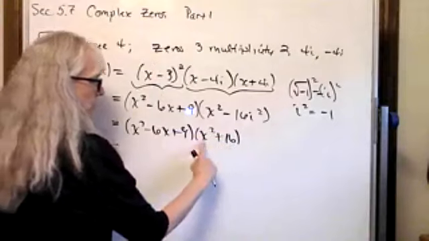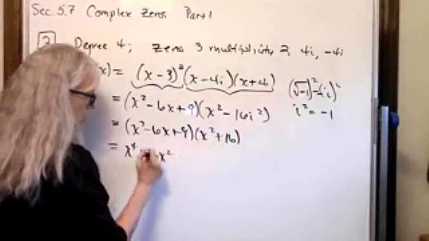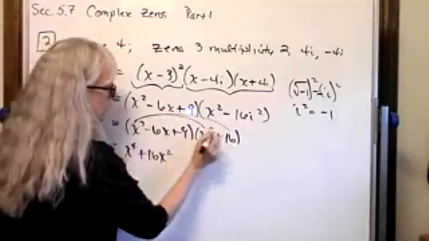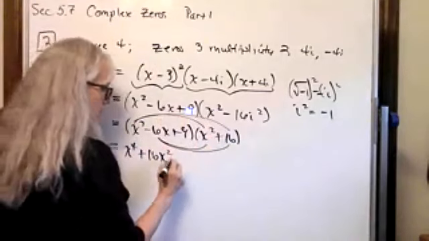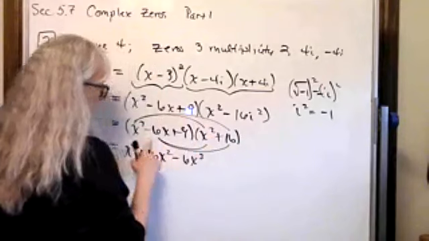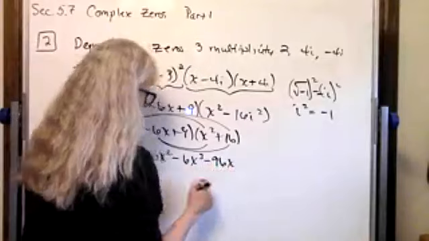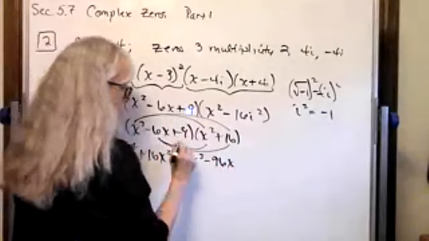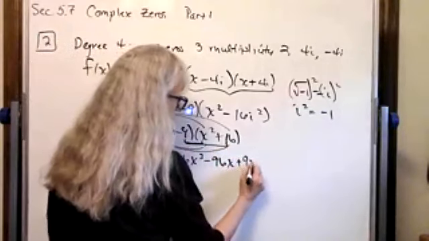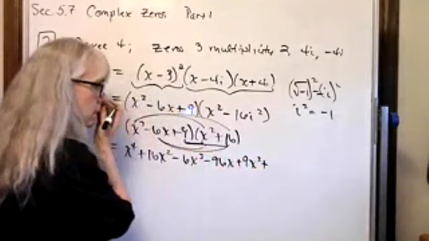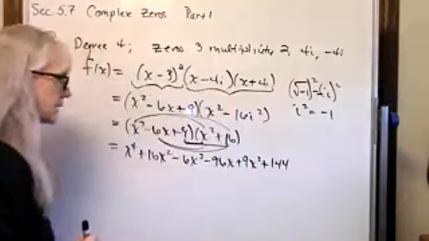Let's take the x squared and multiply it by each of these terms. That's going to give me an x to the 4th plus 16x squared. Again, I took x squared and multiplied by the x squared and by the 16. Now I'll take the negative 6x and multiply it by both of those terms. So negative 6x times x is negative 6x cubed. Negative 6x times 16 is negative 96x. Now 9, we're multiplying 9 by both terms. So 9 times x squared is 9x squared, and 9 times 16 is 144. Now all we have to do is collect like terms.